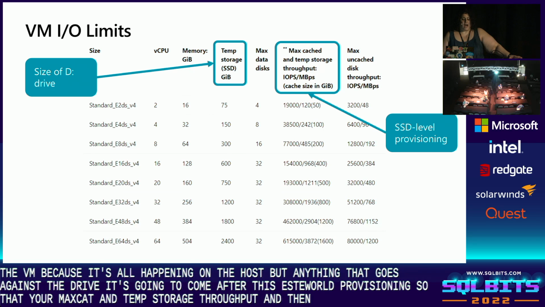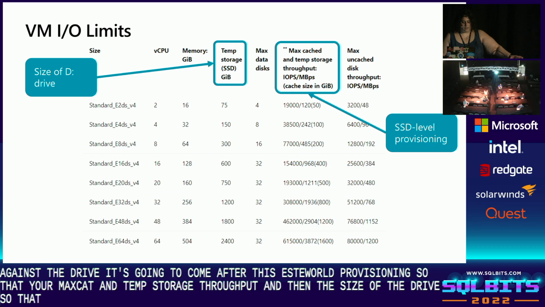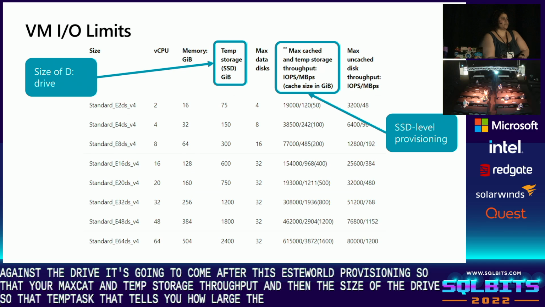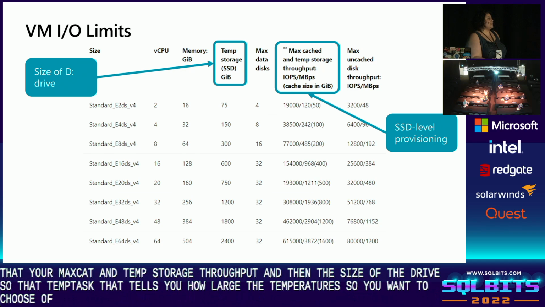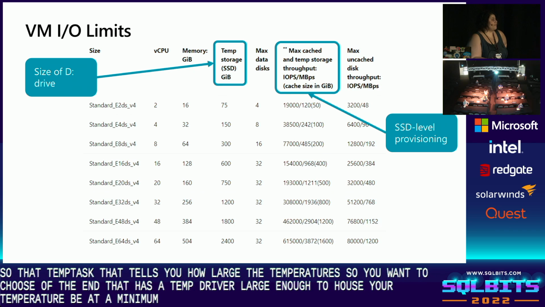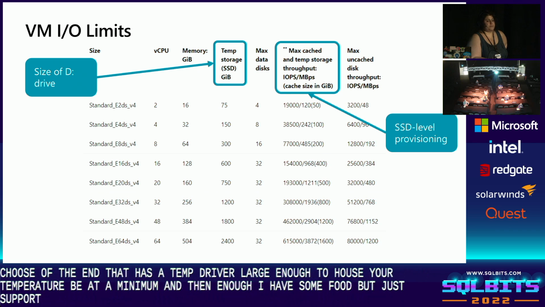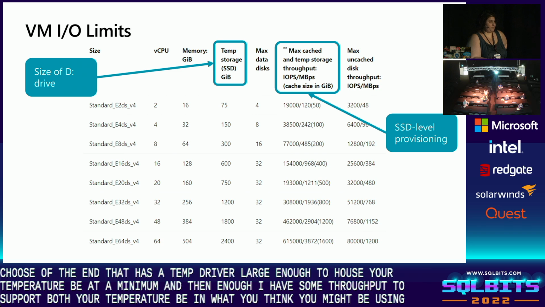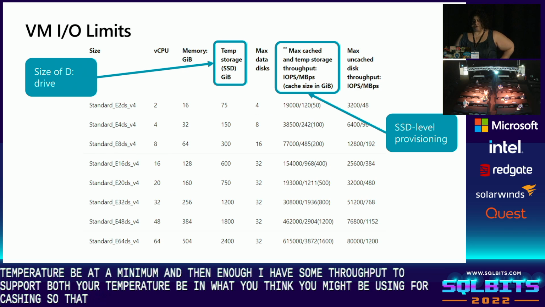And then the size of the D drive, so that temp disk, tells you how large the temp drive is. So you want to choose a VM that has a temp drive large enough to house your tempdb at a minimum, and then enough IOPS and throughput to support both your tempdb and what you think you might be using for caching. So that's your SSD level provisioning.